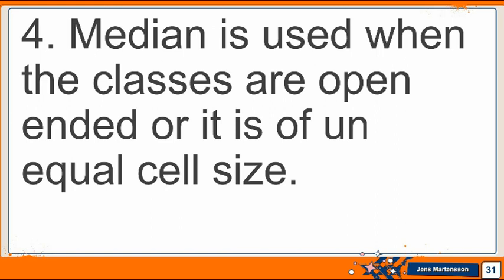So, number 4, median is used when the classes are open-ended or of unequal cell size. So, kahit dagdagan mo ng dagdagan si data, si median, inuusog mo lang ng inuusog papunta sa gitna. So, hindi siya ganun ka-complicated kunin.